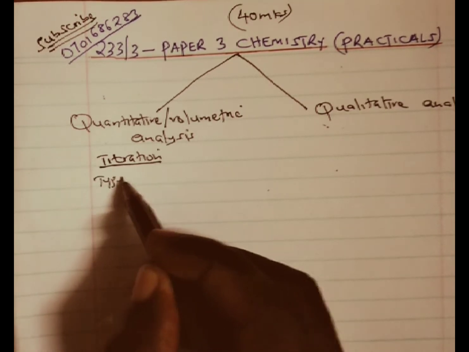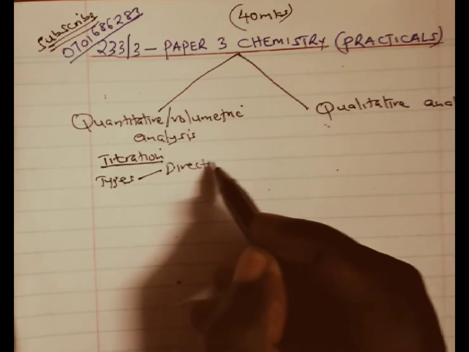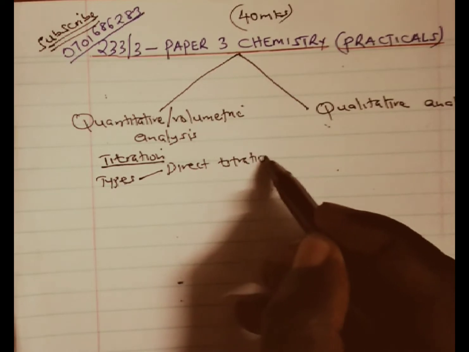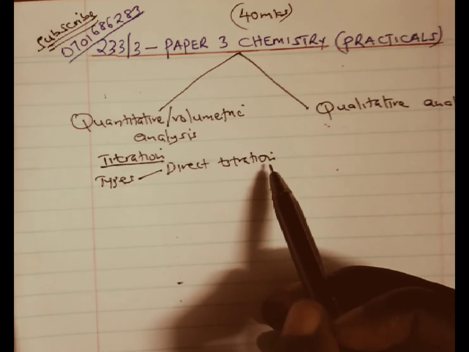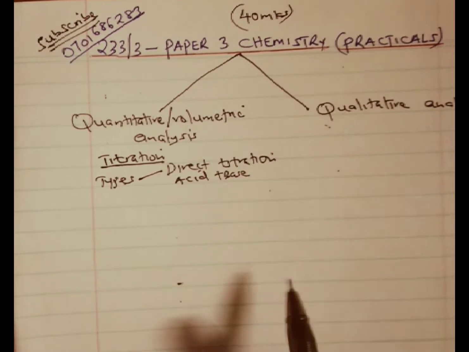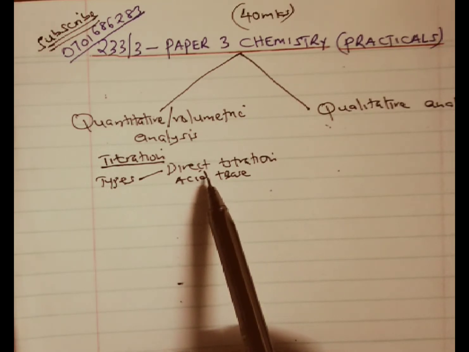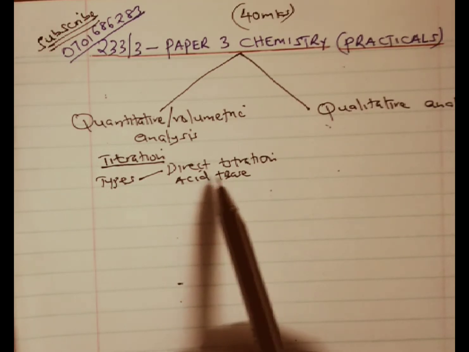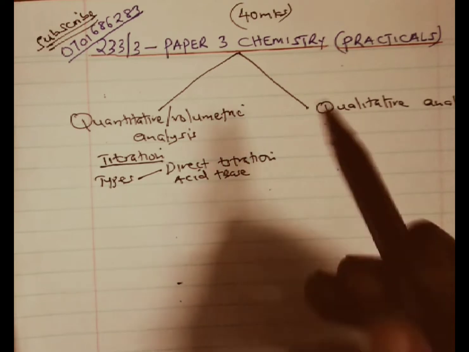We have three types of titration experiments. Types of titration. We have number one, direct titration. And direct titration is the titration experiment that involves an acid and a base, where we titrate one solution against another until we observe the color change. And since both the acid and the base are colorless, we use an indicator.